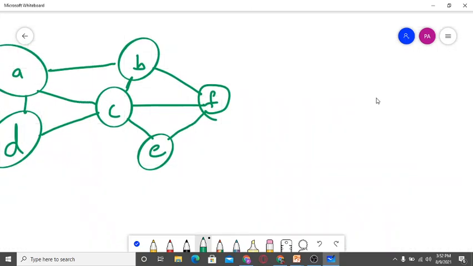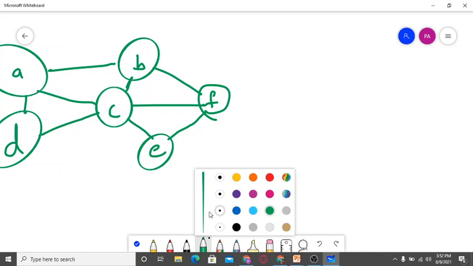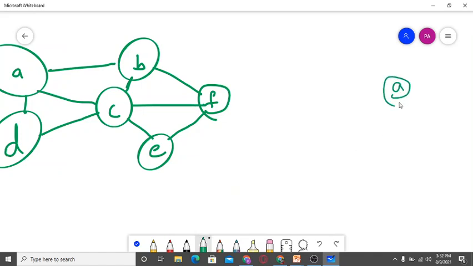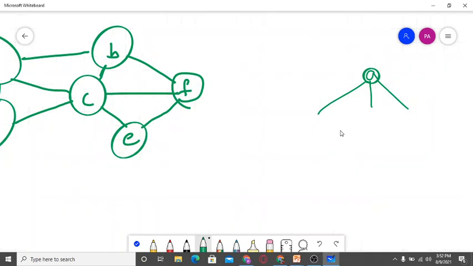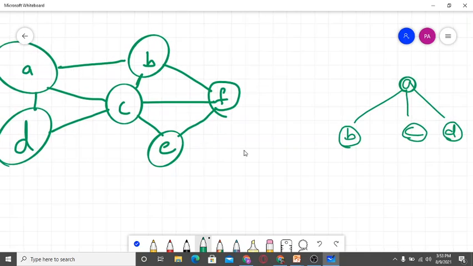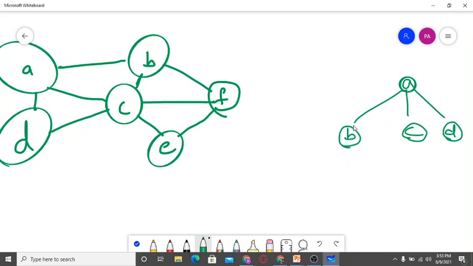I need to make a tree like A. Otherwise I will make a small one. A, and how many are there? From A, it is going to B, going to C, going to D. 1, 2, 3. Three connections are there. A to B, A to C, A to D. Okay, now you can select any one of these.